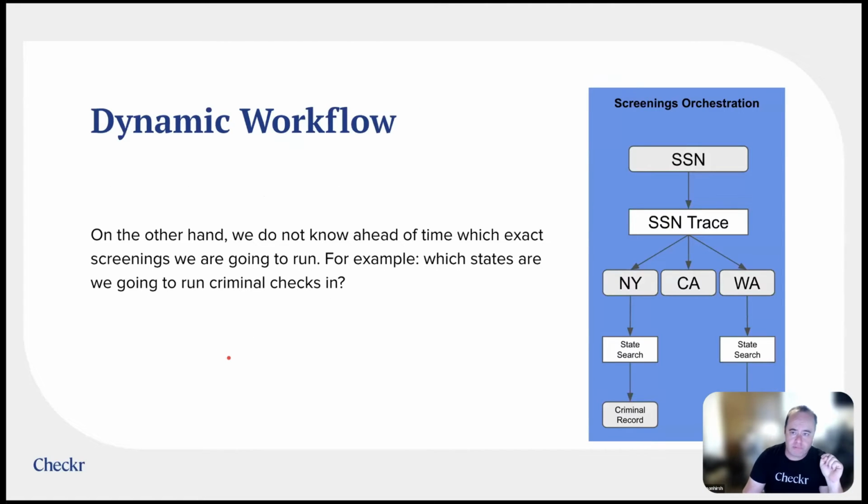A dynamic workflow, on the other end, is what happens in the screening orchestration. You can see the screening session as a dynamic workflow. We do not know ahead of time which exact screening we are going to run. For example, after we run SSN trace based on SSN number, we get a list of addresses. That's what SSN trace gives us. We only then know which states to run, let's say state criminal search on, or other screening that might be needed.